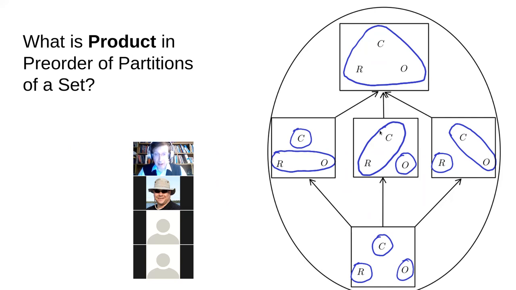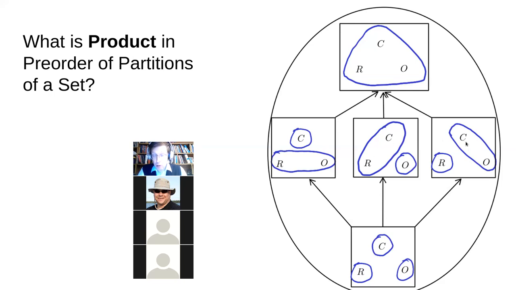Okay, so what is the product here? Remember, for product, we're looking for things upstream. What's the product here? If we take the product of this guy and this guy, or this guy and this gal, what's the product of them? The closest upstream thing. What's the closest upstream thing? Follow the arrows. This circle around this indicates these two are joined. This is a partition of RCO. This is one possible partition. This is another possible partition.